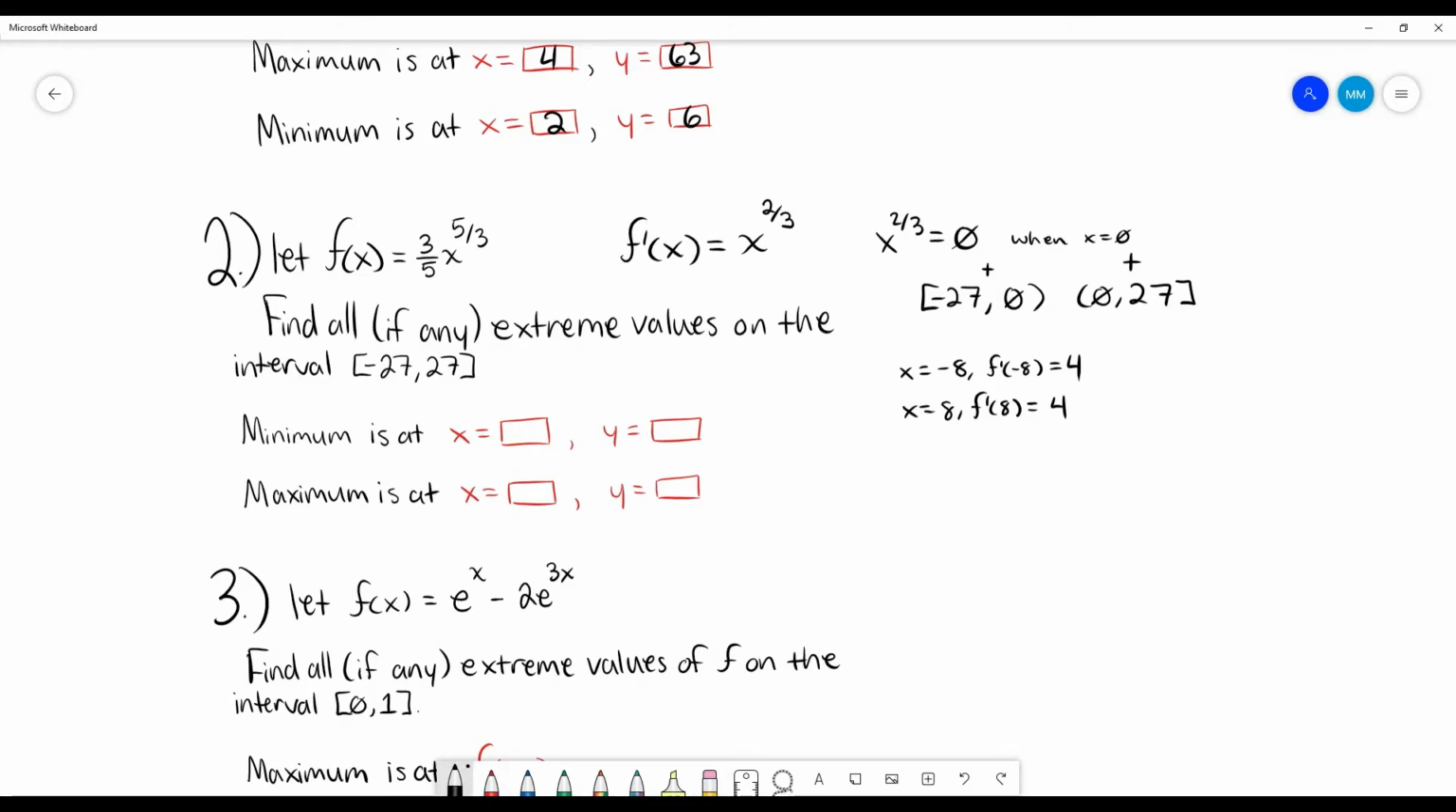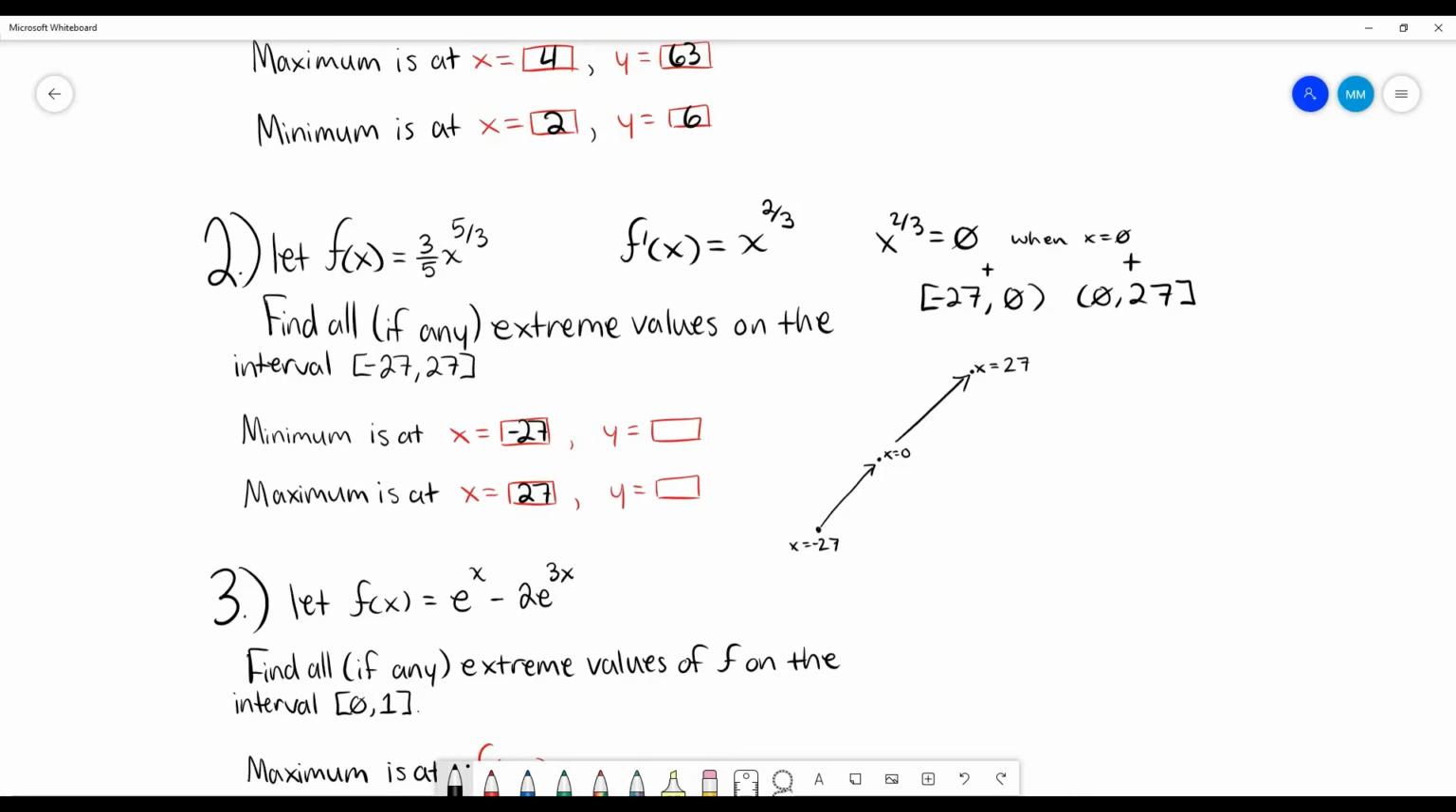So it starts down here where x equals -27. It's increasing all the way to x equals 0. And then from there, it continues and increases more all the way up to x equals 27. Which, drawing this out, we can pretty clearly see that our minimum is going to be when x equals -27, right? And our maximum is going to be when x equals a positive 27.